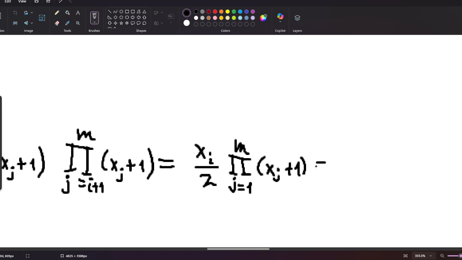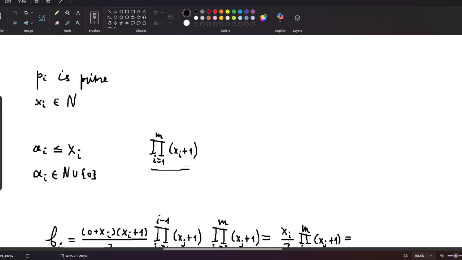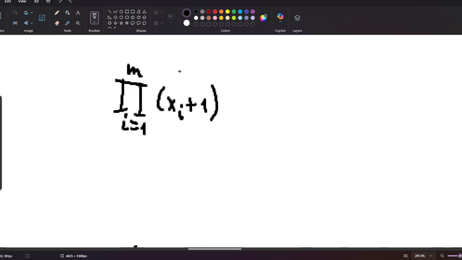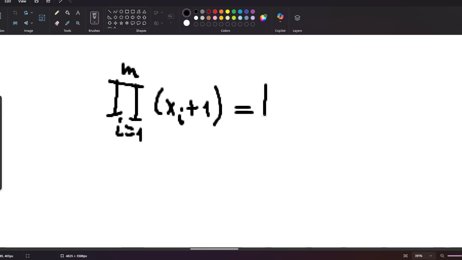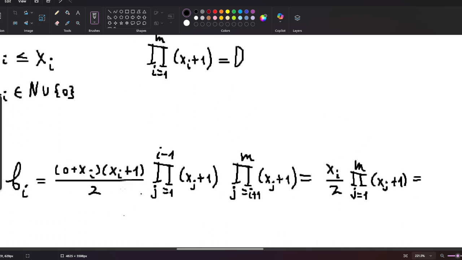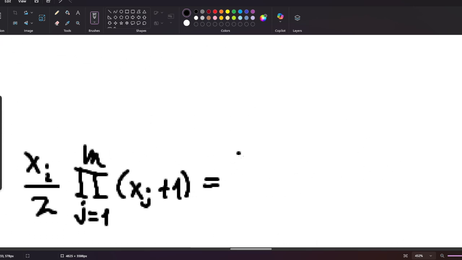Now this is an expression you have seen before, which is this. Let's say that the number of divisors this number has is capital D. So in the end what we have is x_i times D over 2.